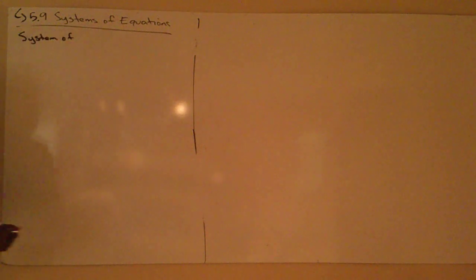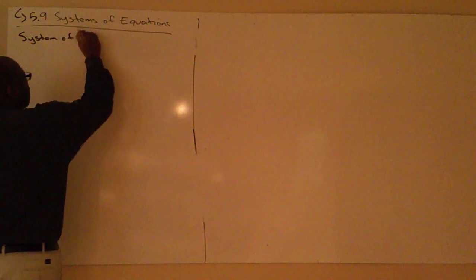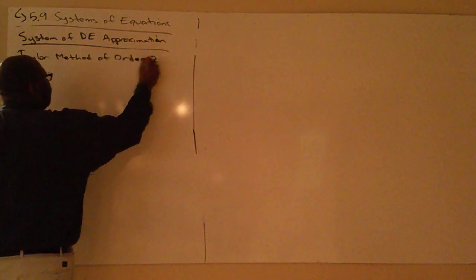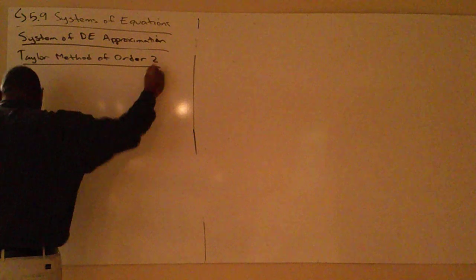Of course, when we're talking about system of equations, we're talking about system of differential equations. Approximation. And we're going to look at the Taylor method of order 2, and it looks like this.